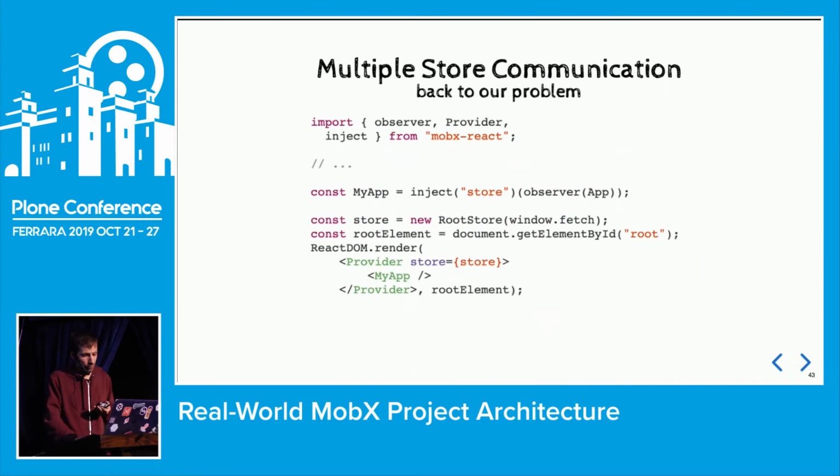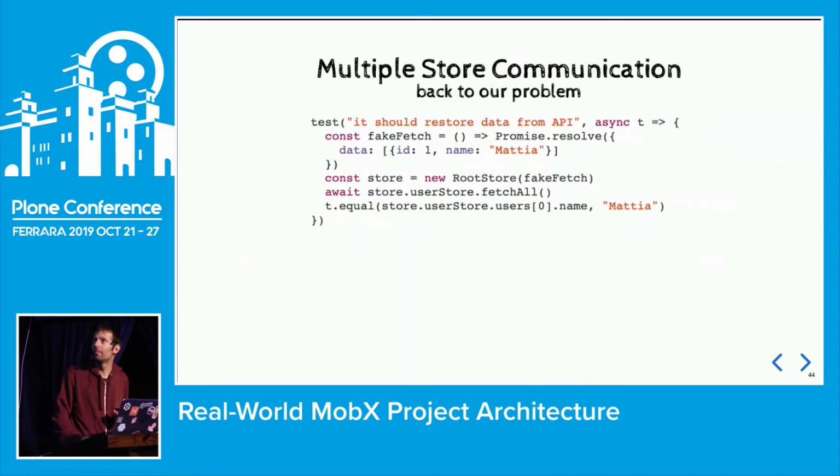And as we have said before, here, for example, we can also pass to the root store different configuration values. For example, here we are passing to the root store a window.fetch, which is the fetch implementation for our store in order to call the API. And what happens is that in the test later, you can, for example, pass a fake fetch implementation. And that makes your store more testable than before, right?